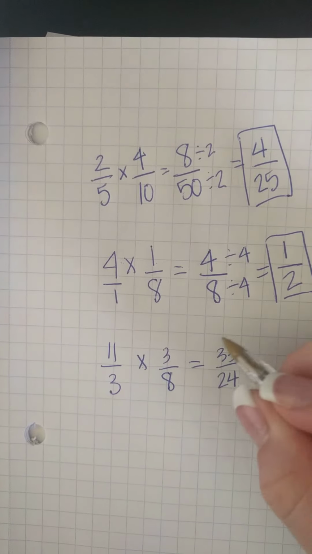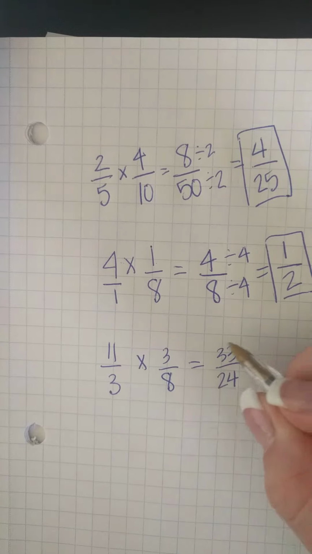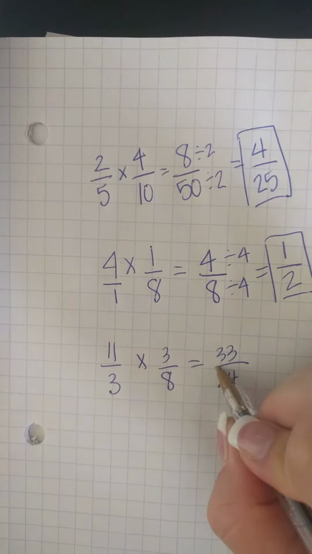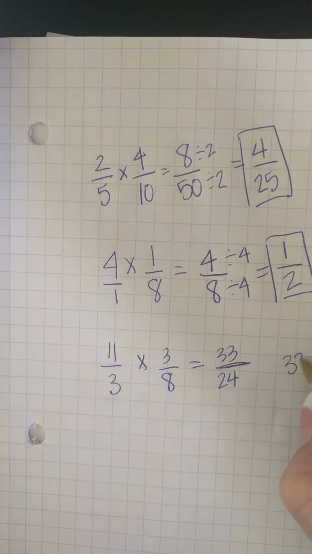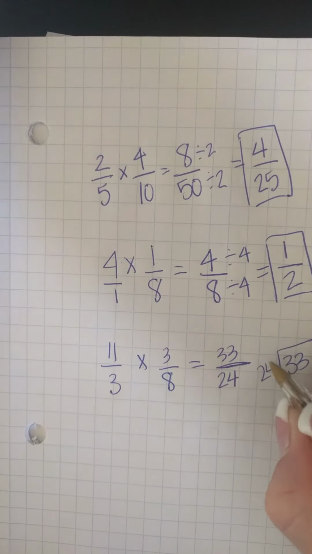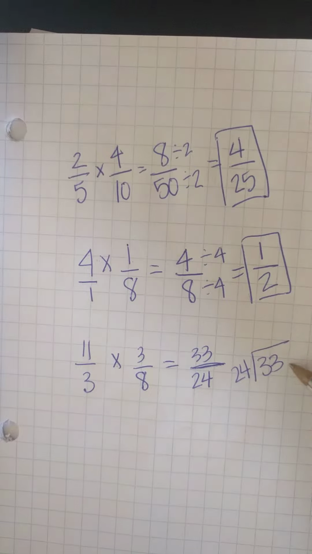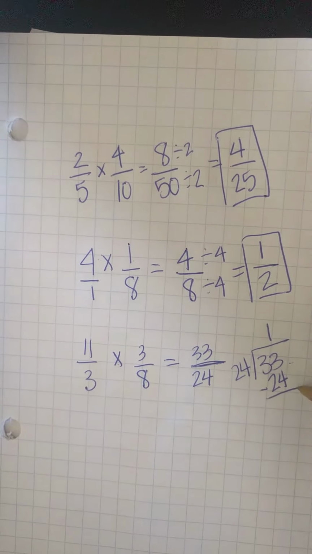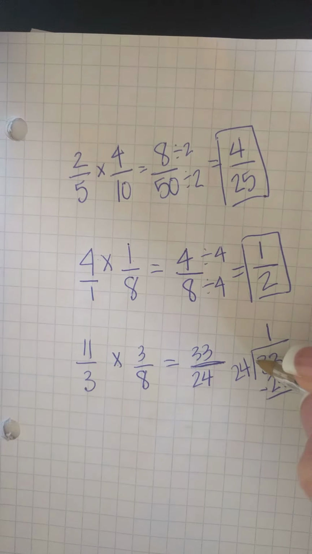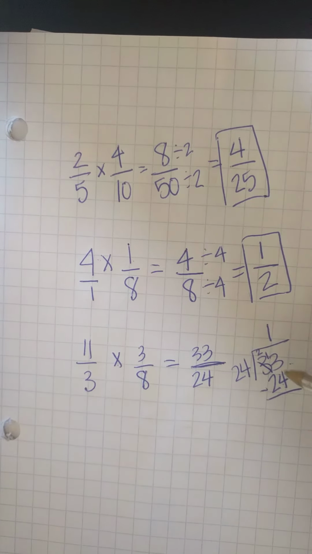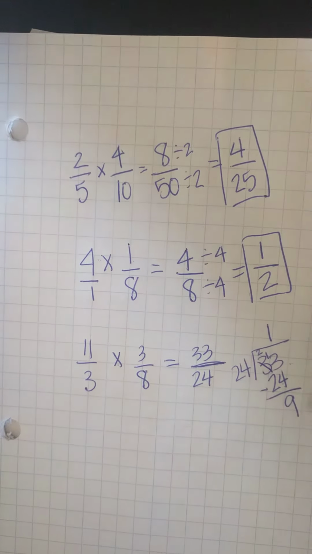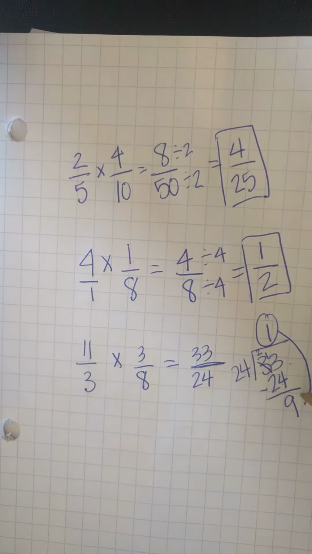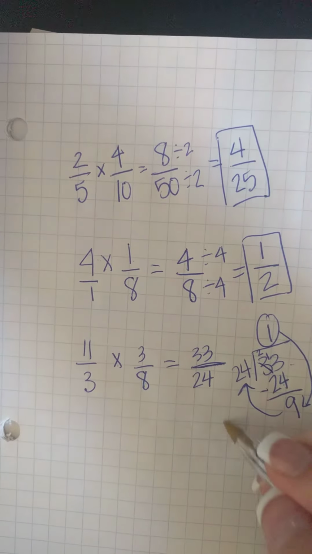Okay, and now I want to change this improper fraction back into a mixed number. So remember, this line needs to divide. Top in, bottom out. 24 will go into 33 one time without going over. 3, I can't do 3 minus 4, so I need to borrow. 13 minus 4 is 9. Okay, so I have 1 and 9/24ths.